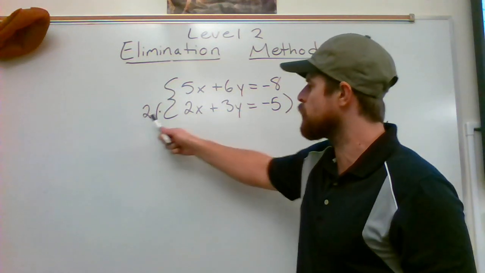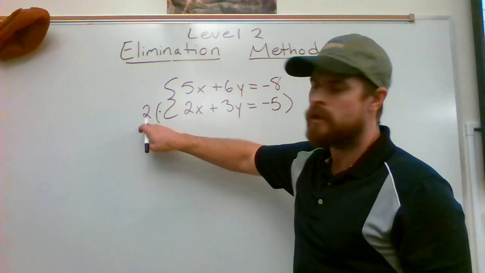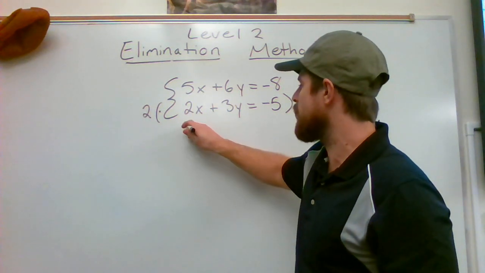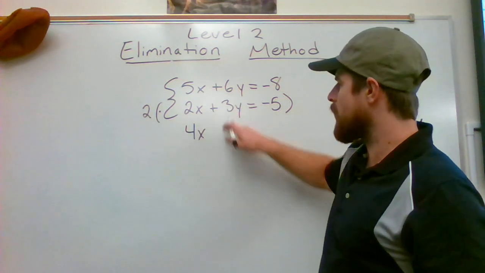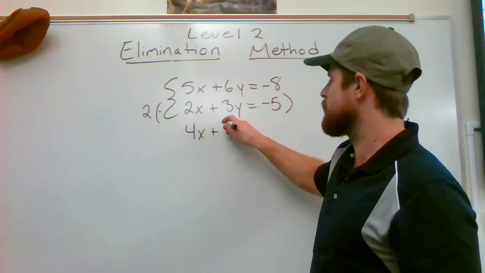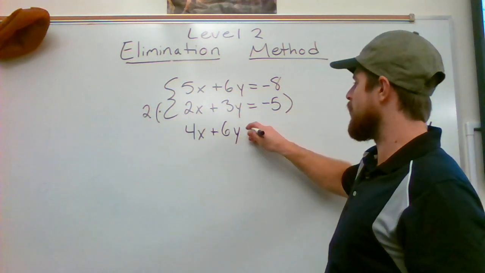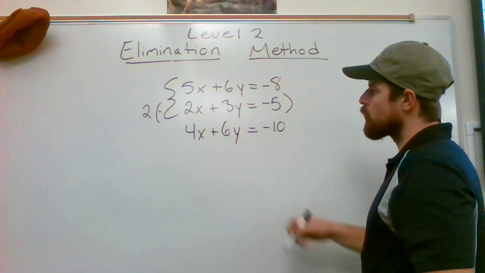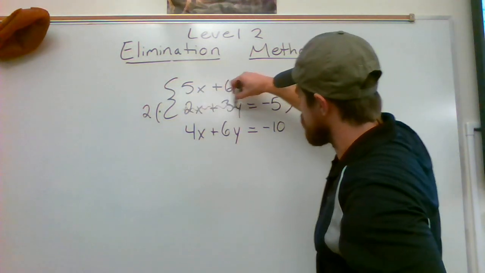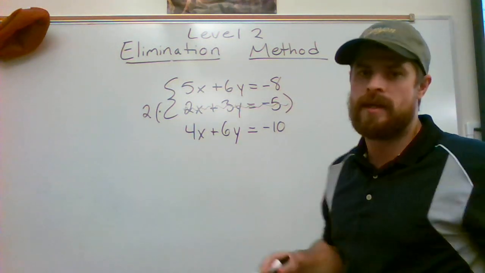So we're going to multiply 2 by 2x, 3y, and negative 5. Let's do it together. 2 times 2x is going to give me a 4x. 2 times 3y is going to give me a positive 6y. And 2 times negative 5 is going to give me a negative 10. So you're now going to forget about this equation, and you're now using these 2 equations in the elimination method.